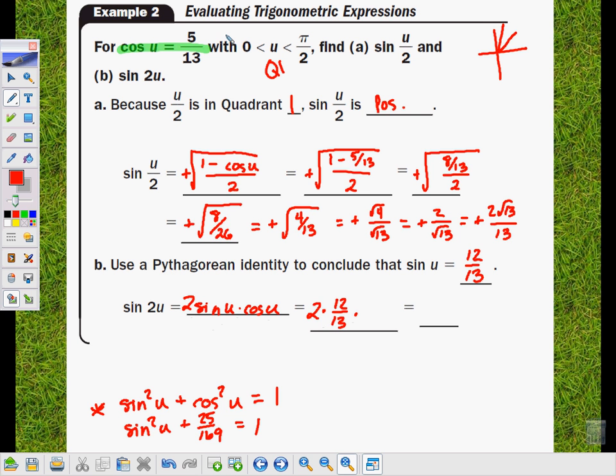Cosine u is given to us in our original ingredients, 5/13. So 2 times 12 is 24, times 5 is 120 over 169, and boom, there it is. All right, having fun. So I just applied the formula, and then I had to go out and find the missing information. Sine u, we used the Pythagorean identity to do that, and then it was plug and chug.